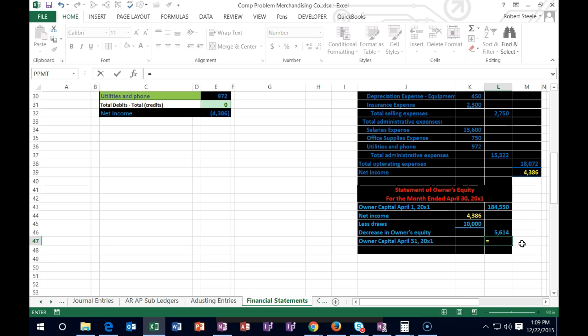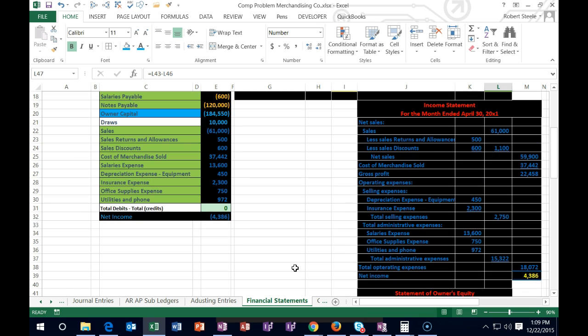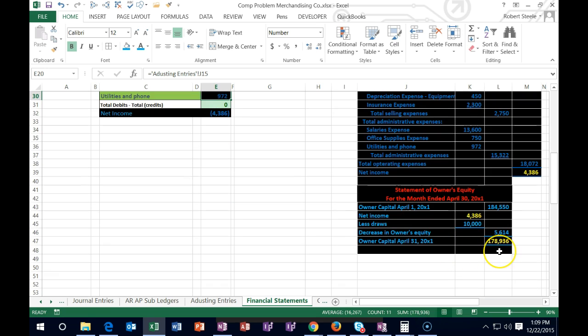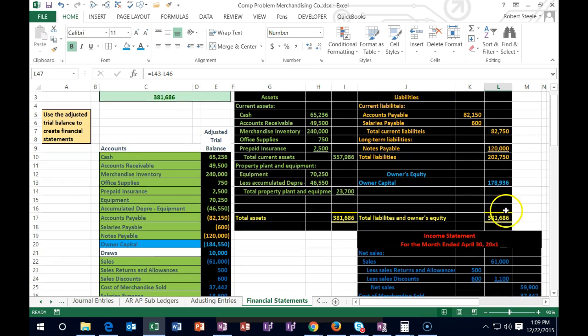So we're going to take this equals the 184,550 minus this 5,614 and enter, and that gives us the 178,936. How can we check if that number is true and correct? Well, it's going to be this credit plus the debit minus the credit, and so on through the debits, and that should equal the 178,936. That number should also match with this number here.